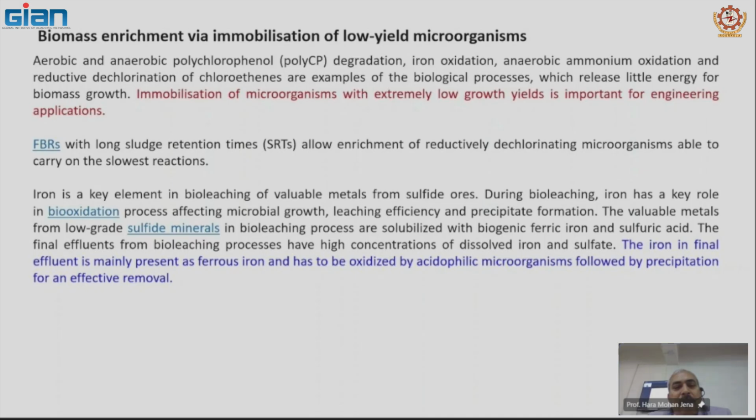The final effluents from the bioleaching process have high concentrations of dissolved iron and sulfate. So removal of iron and sulfate is necessary. The final effluent is mainly present as ferrous ion and has to be oxidized by acidophilic microorganisms, followed by precipitation, for effective removal of the iron from the wastewater.